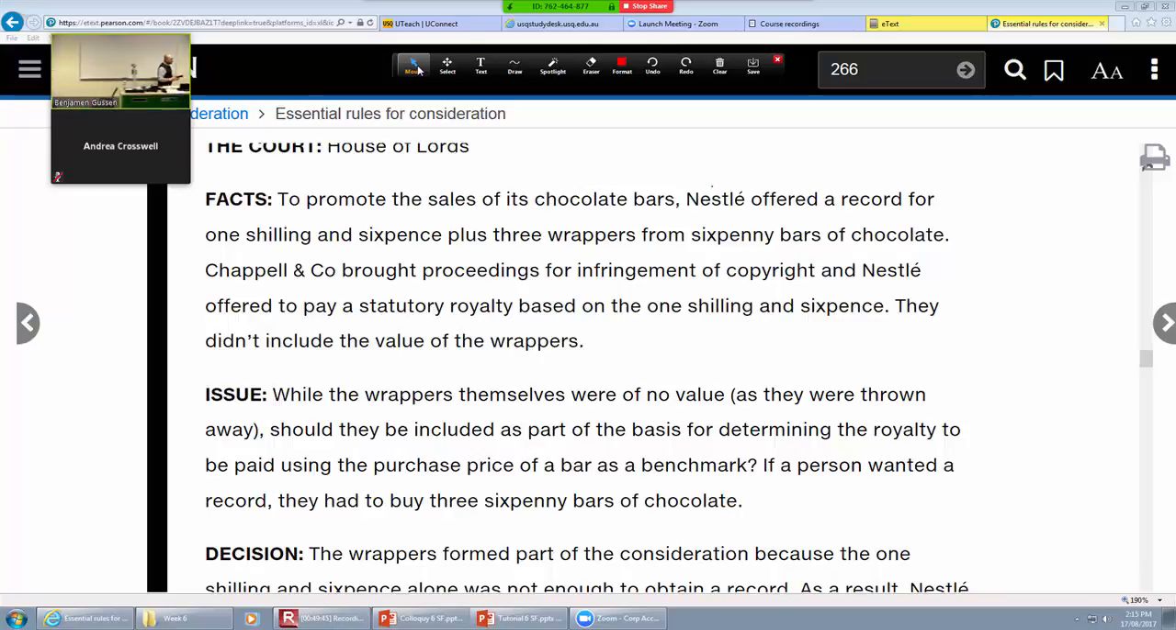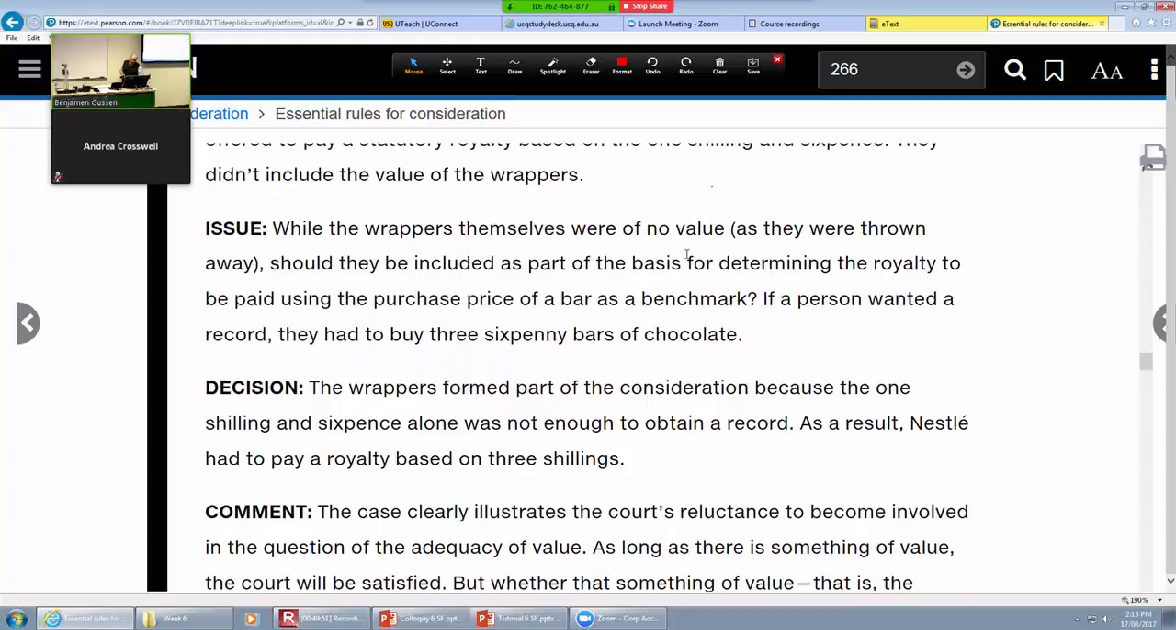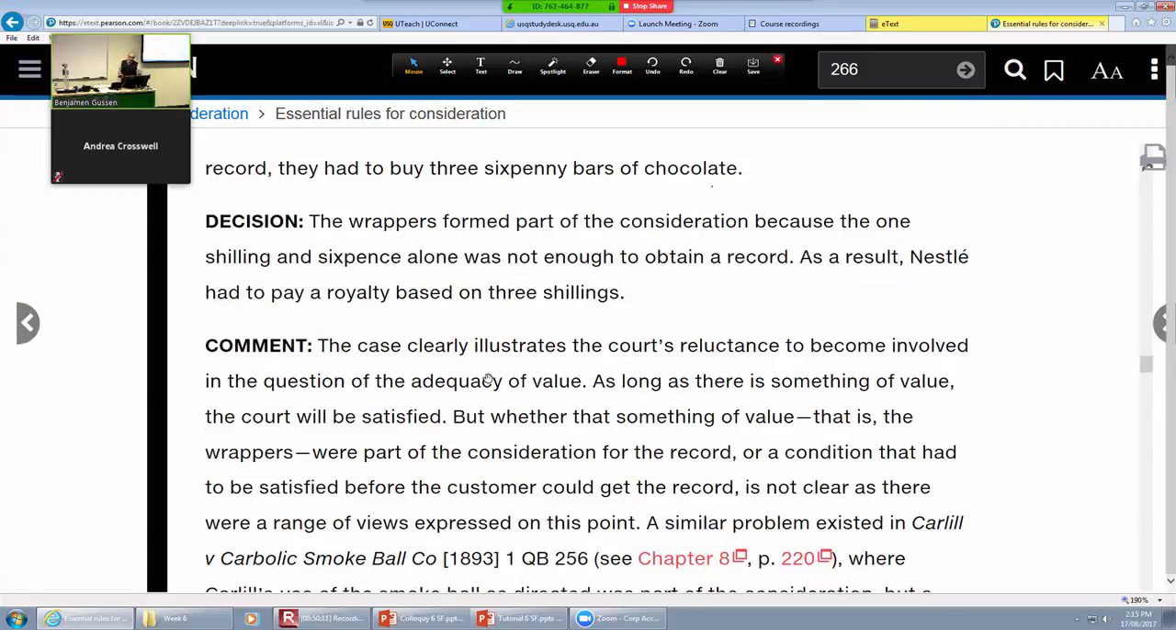Here's why. The issue: while the wrappers themselves were of no value, as they were thrown away, should they be included as part of the basis for determining the royalty to be paid, the purchase price of a bar as a benchmark? If a person wanted a record, they had to buy 3 6-penny bars of chocolate. So they said the wrappers form part of the consideration because the 1 shilling and 6 pence alone was not enough to obtain a record. Nestle had to pay a royalty based also on these 3 shillings.